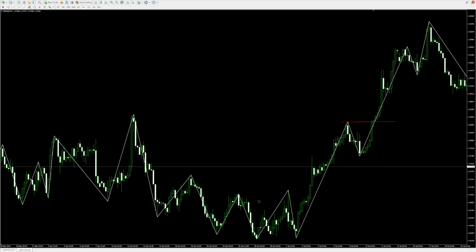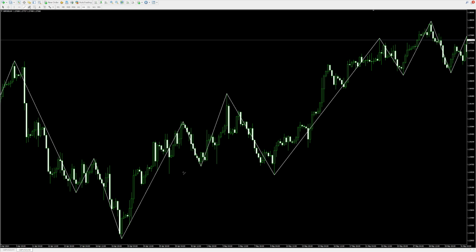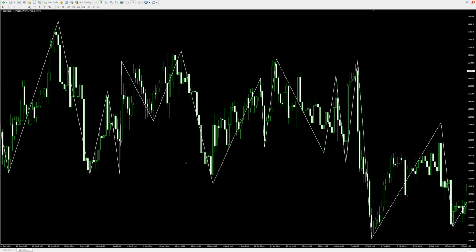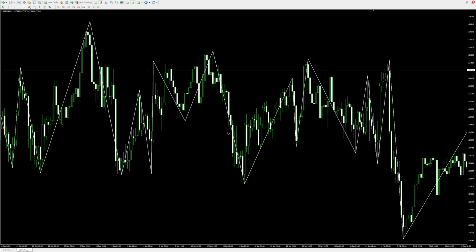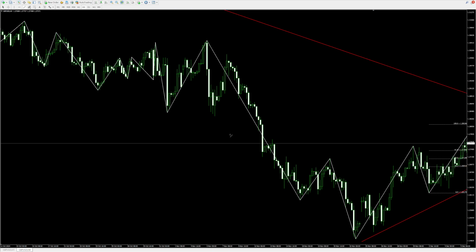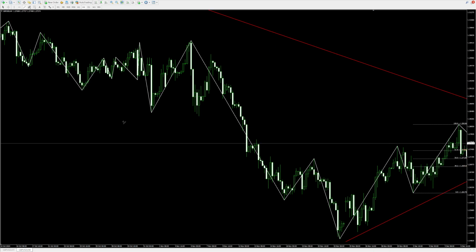Okay, but the key thing is we want to avoid choppy markets. Like this kind of scenario here is just a mess. I'm not going to trade in that. I'm going to wait for a breakout trend, and then trade that. I do have a video on the zigzag strategy on its own. But as I said, it does repaint.